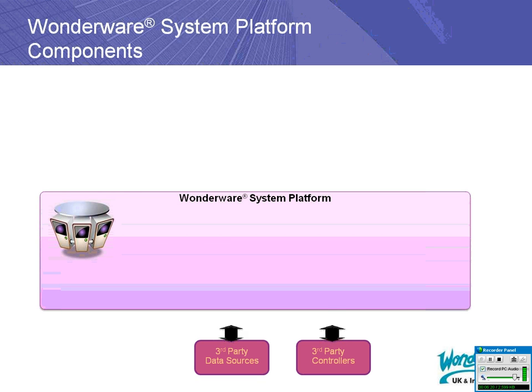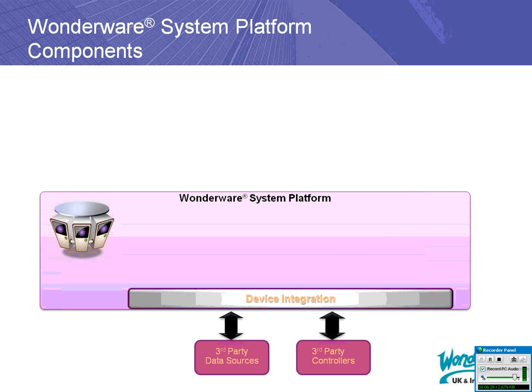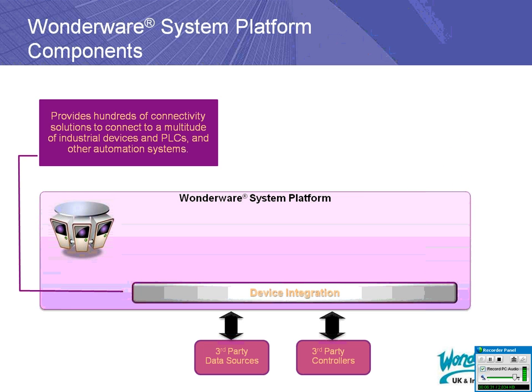So what are the components of System Platform? System Platform consists of a number of components. The first component is device integration. Now this is the connectivity to the PLC devices. Wonderware is famous for its connectivity and the fact that it's not tied to any single PLC device.